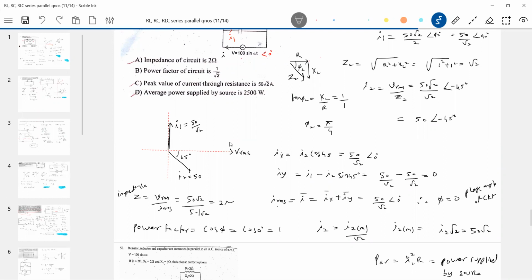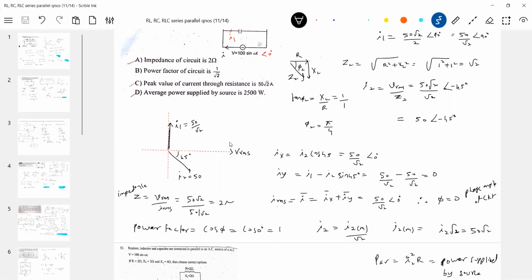VRMS into IRMS is what? Apparent power. So you should call only this one the power supplied by the source. This is something very important again. That's what we call it. Power dissipated in the circuit, I2 square R, or power supplied by the source. This is the actual power supplied by the source. What is the apparent power? VRMS into IRMS, which is of no use. I think they will not ask, but they can ask you something like this. So don't write VRMS into IRMS.